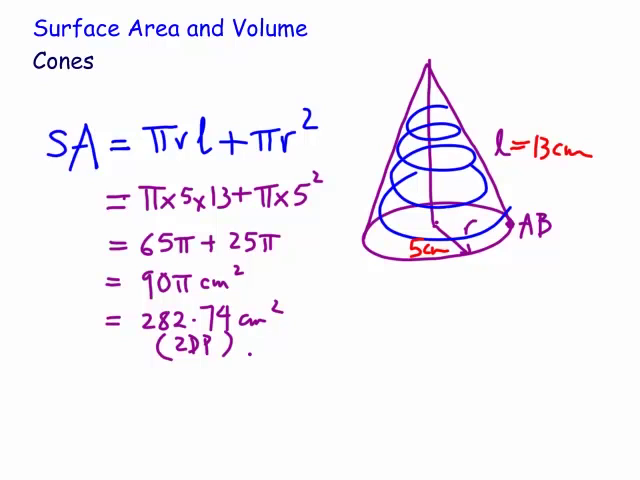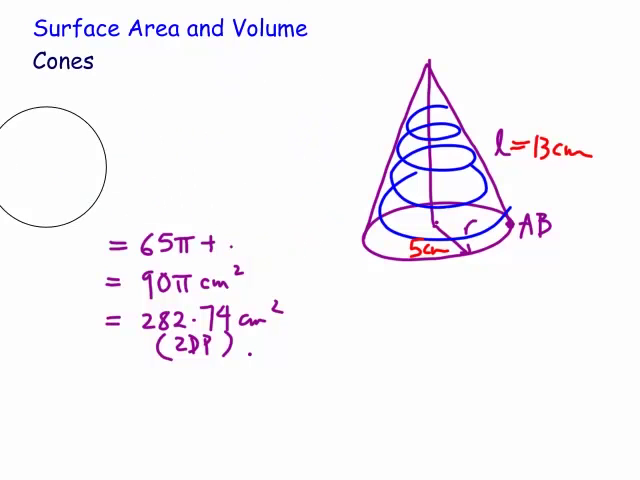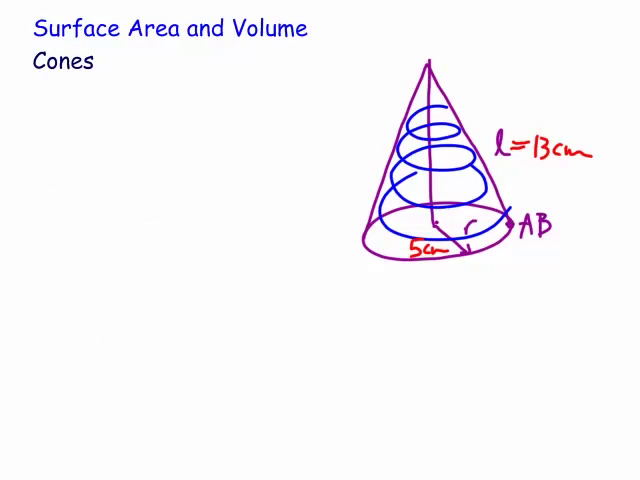All right. Now what about the volume? How are we going to get the volume? Well, first thing is, let's actually write down the volume formula. So what is the volume formula? Well, volume is, as we know, 1/3 the area of the base times the perpendicular height.